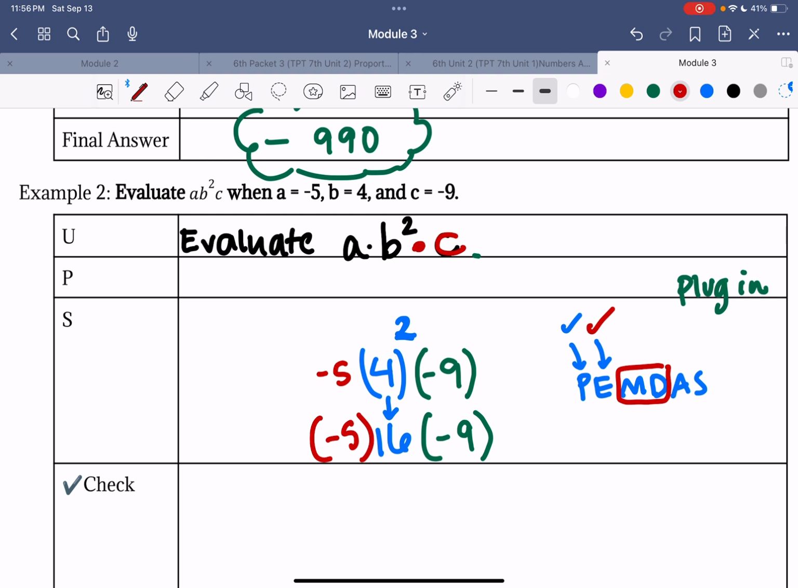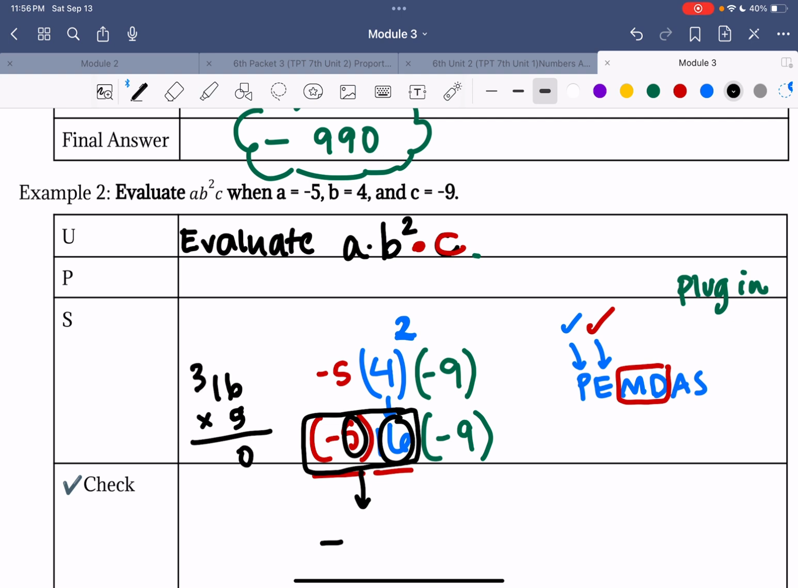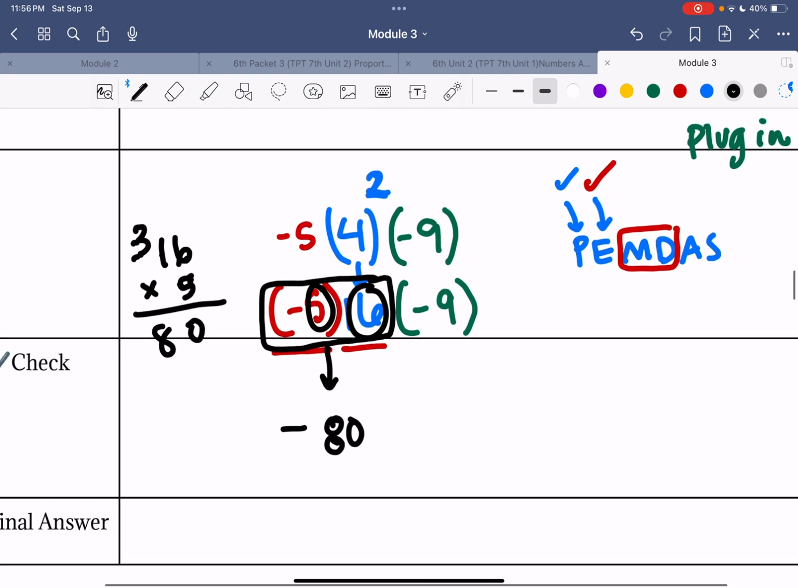So I'm going to go in order. -5 times 16 is what I'm going to focus on first. When I have 3 things, just focus on 2 things at a time. Okay? And then I see that they're different signs, so their answer is going to be negative. And then I just do the multiplication like normal. 16 times 5. 5 times 6 is 30. 5 times 1 is 5. 6, 7, 8. So -80 is what I get for that black box.